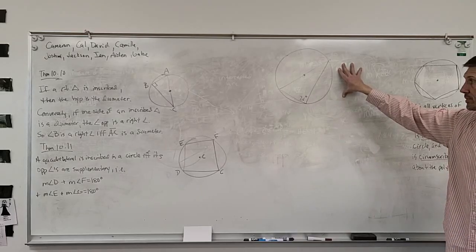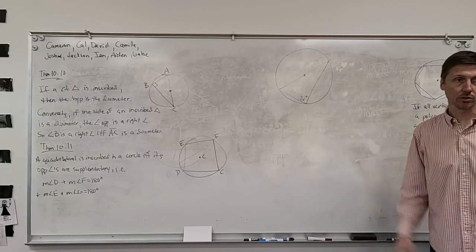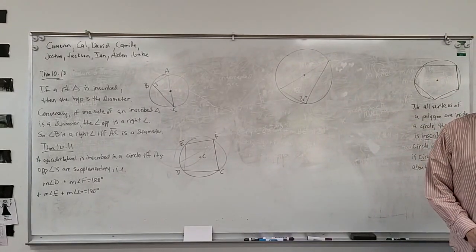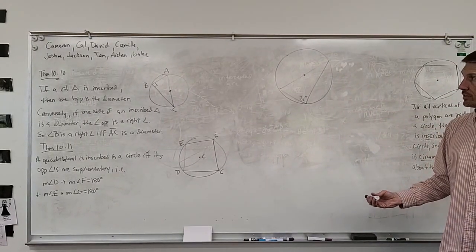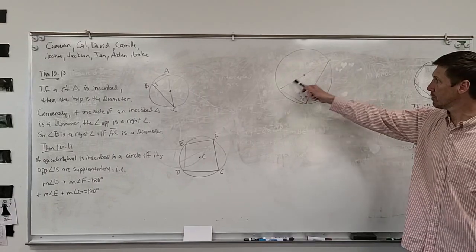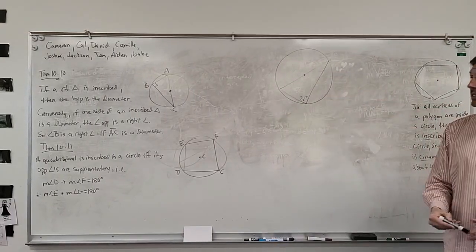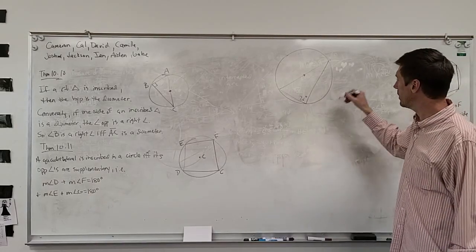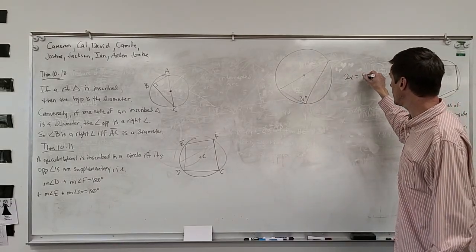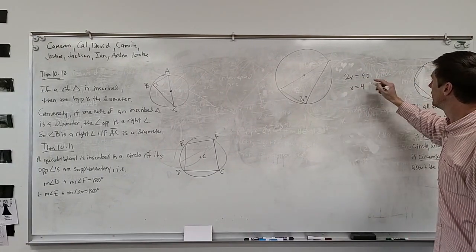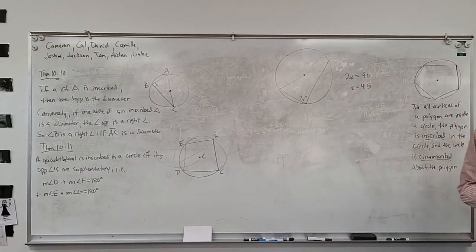Based on what we know from theorem 10.10, what does angle 2x have to be equal to? 90. It has to be 90 degrees, right? Because one of the sides of this triangle goes through the center, so that means it has to be a diameter. So this angle here has to be 90 degrees. So 2x has to equal 90, and so x has to equal 45, right?